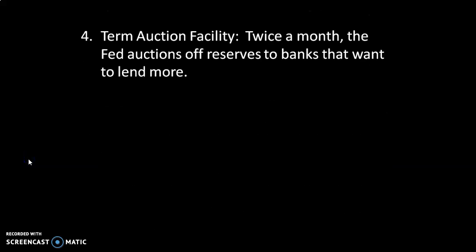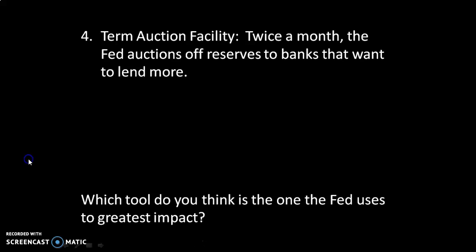The last way that the Fed can manipulate the money supply is twice a month they will auction off reserves to banks that want to lend more. That's called the term auction facility. So if a bank wishes to have a greater amount of cash on hand that they can lend out, they can actually buy additional reserves from the Fed twice a month.